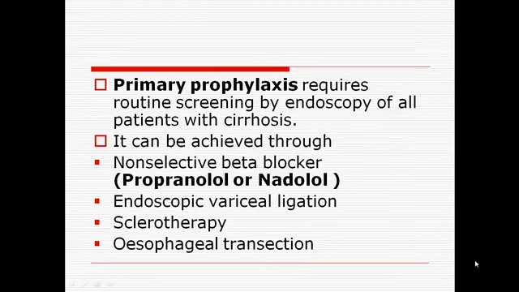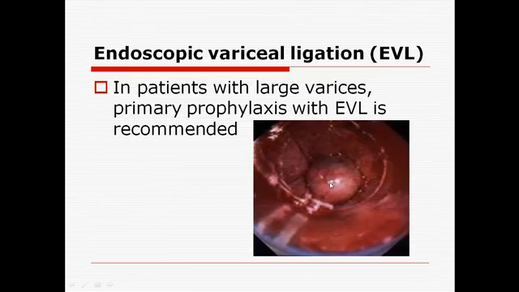Primary prophylaxis requires routine screening by endoscopy of all patients with cirrhosis. It can be achieved through non-selective beta blockers, propranolol or nadolol. The examiner may ask you to name just one drug that you can use in esophageal varices treatment. Just answer propranolol or nadolol, beta blocker. Other measures are endoscopic variceal ligation.